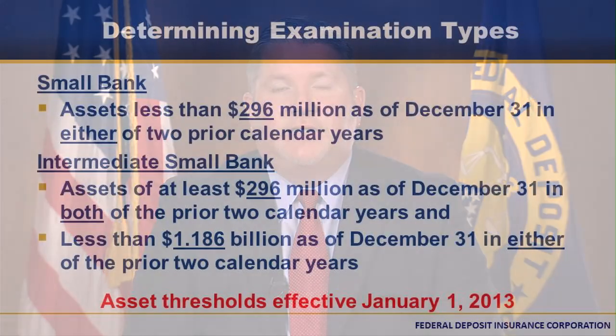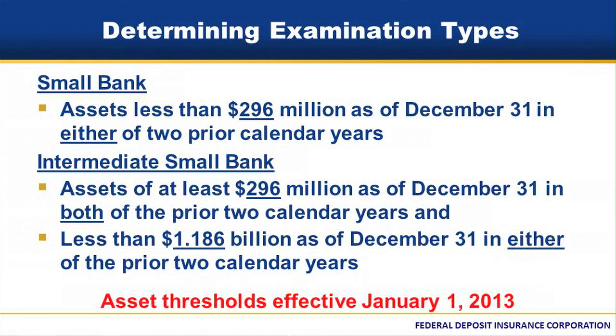Under the CRA rules, a small bank is defined as a bank with assets less than $296 million as of December 31st in either of the 2 prior calendar years. An intermediate small bank is a bank with assets of at least $296 million for both of the previous 2 calendar years, and less than $1.186 billion in either of the prior 2 calendar years. Since assets tend to fluctuate and could be over the $296 million threshold in one year and decrease below the threshold the following year, it is important to keep in mind that you have to exceed the threshold both of the 2 prior years in order to be an ISB.